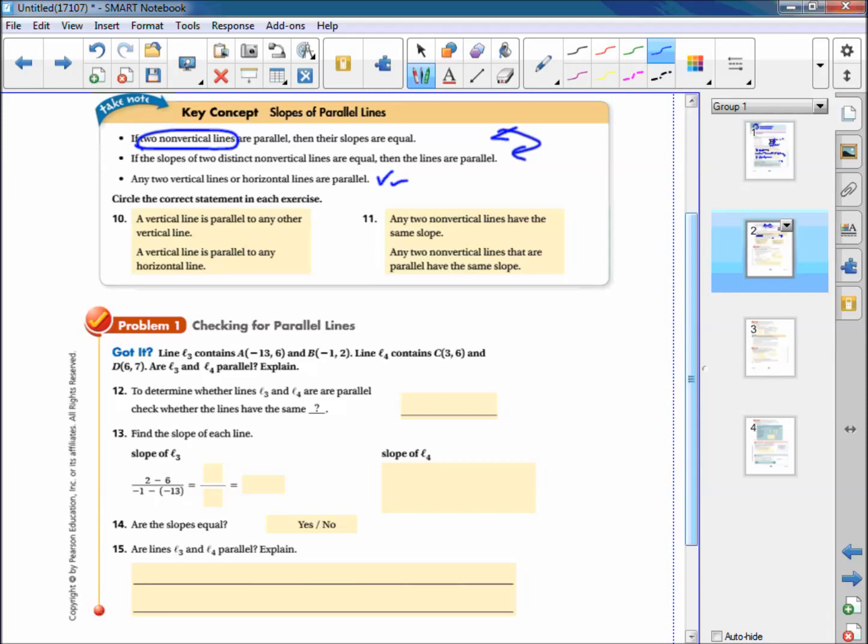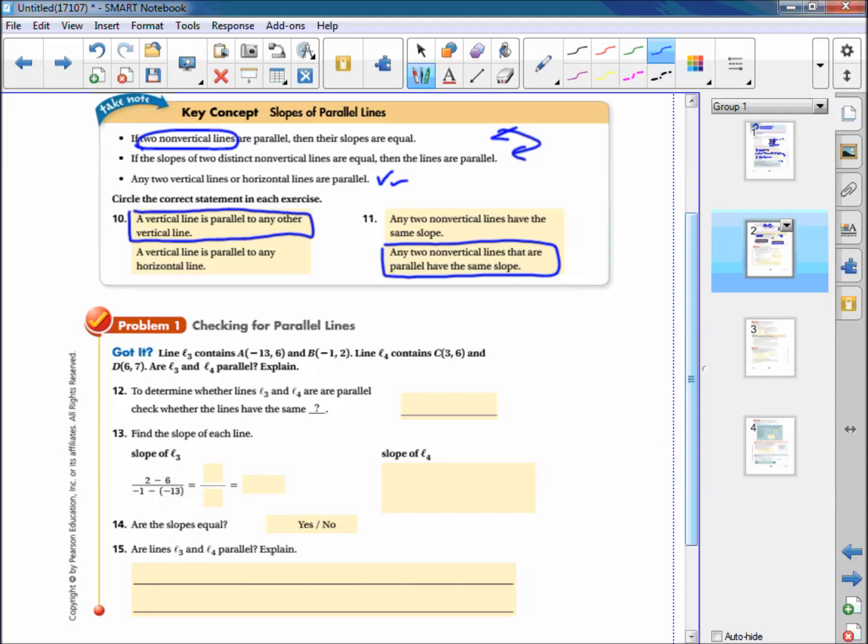Okay. So circle the correct statement in each exercise. A vertical line is parallel to any other vertical line, or a vertical line is parallel to any other horizontal line. So obviously the vertical lines are parallel to each other. Any two non-vertical lines have the same slope. That's not true. There's lots of lines with different slopes that aren't vertical. And any two non-vertical lines that are parallel have the same slope. That is true. So if there are two non-vertical lines that are parallel, then they have the same slope.